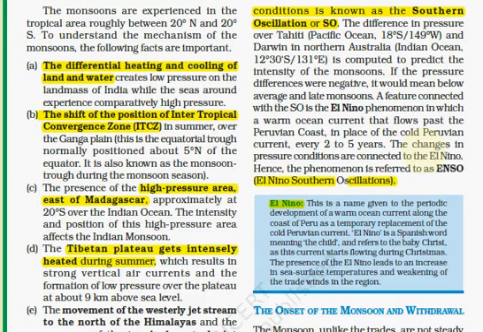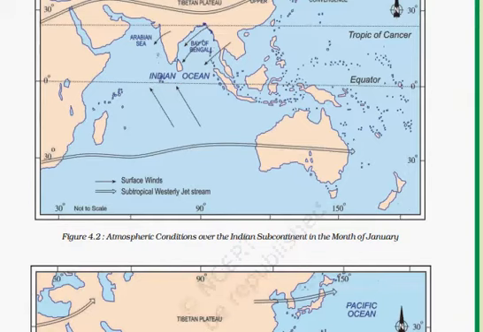So the tropical East-South Pacific Ocean and the tropical East Indian Ocean are related, and whenever the difference is negative, then there is an average or late monsoon. There is one more important term called El Nino southern oscillation. El Nino is a name given to the periodic development of a warm ocean current along the coast of Peru as a temporary replacement of the cold Peruvian current.